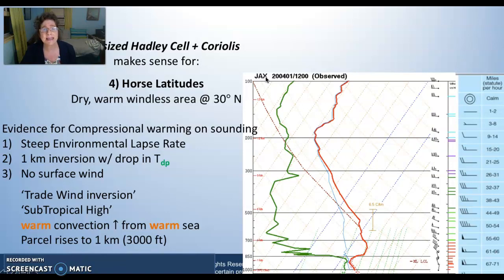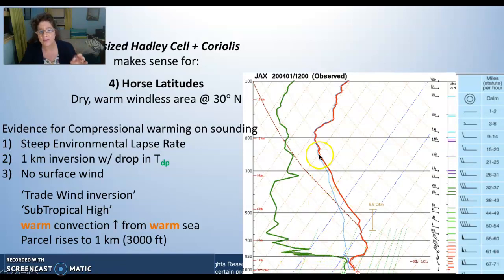So it's right in that horizontal line for the 30th parallel. This is a sounding that shows compressional warming. Now you can understand it a little bit better. You see the steep environmental lapse rate here. You see the parcel that is under the environmental lapse rate in a stable, stagnant atmosphere. And you also see an inversion right at 1 kilometer for a stable atmosphere. And the pièce de résistance, you see the dew point drop dramatically in this area.